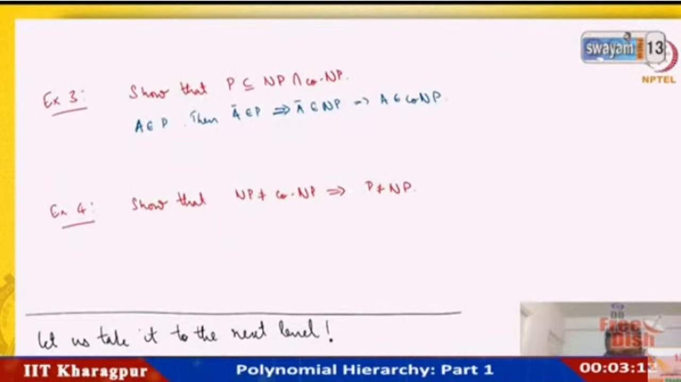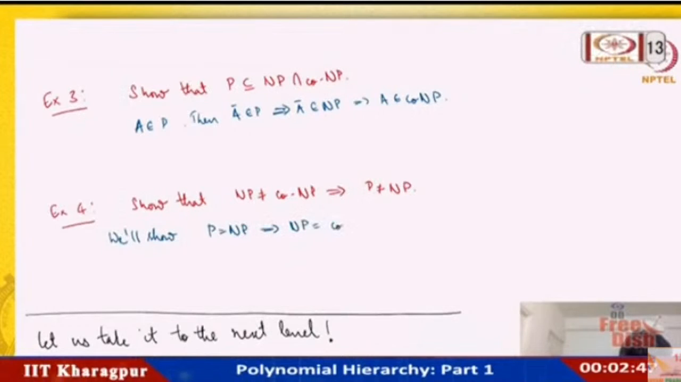Finally, if NP and CoNP are distinct, show that P and NP are distinct. This seems like a tricky question, but it is easy once you see it in the contrapositive. This is what we want to show. Instead, what we will show is P equal to NP implies NP equal to CoNP.